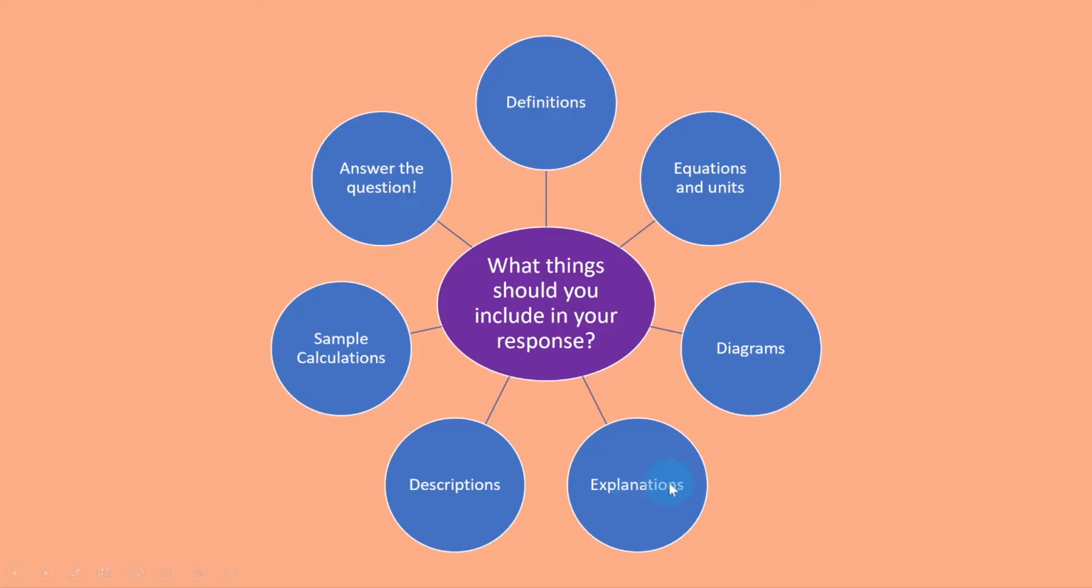We also have explanations and descriptions. So you might need to explain certain things or how certain physics works. And you might also need to describe what's going on. And so it could just be a picture that you're picking out parts from and describing.